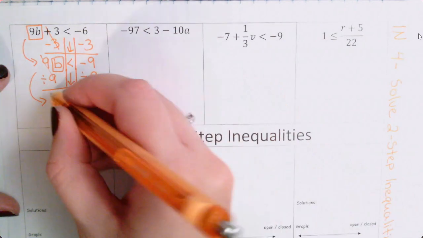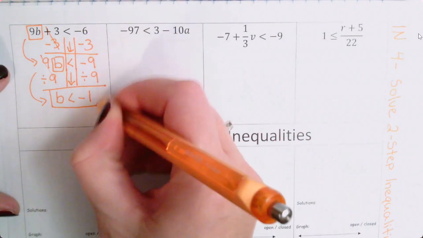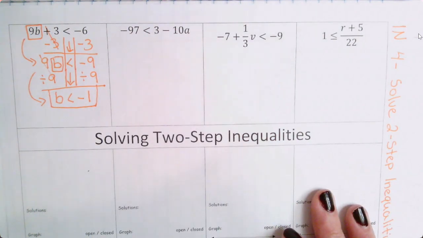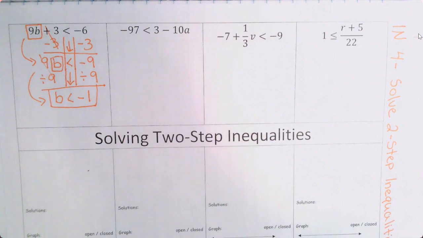So I end up with b is less than negative 1. Now I want to keep it this way, especially before I graph, but again, sometimes your answer choices could be written another way. So you have to understand how to switch your inequality around, even if it's switching it so the variable is on the right instead.